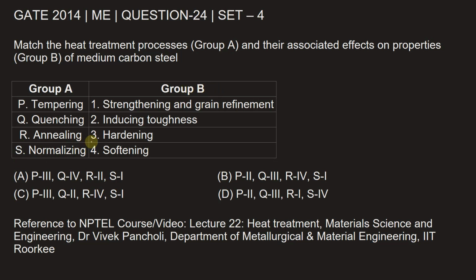In group B we have first, strengthening and grain refinement; second, inducing toughness; third, hardening; and fourth, softening. As per these points given, we have to match the suitable ones from group A, PQRS, to the ones given in group B, 1, 2, 3, 4.